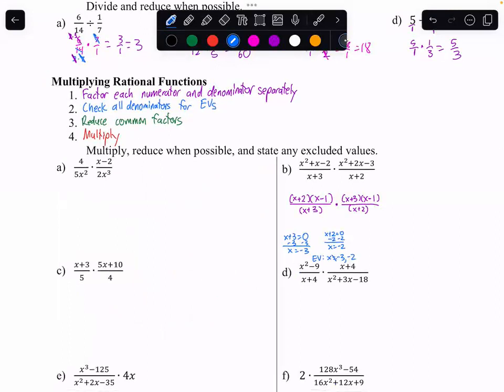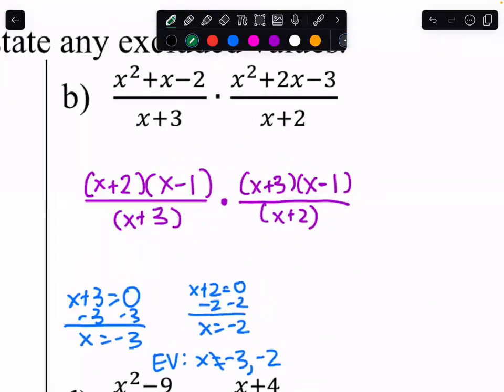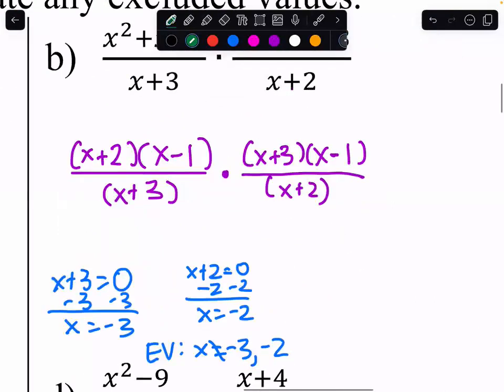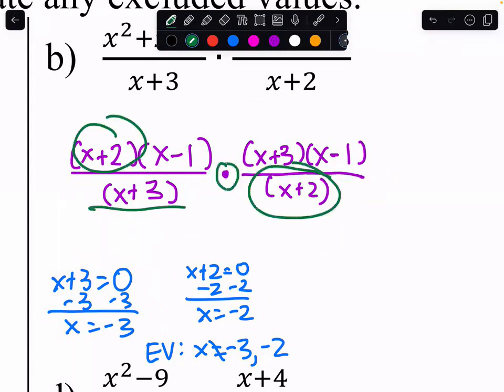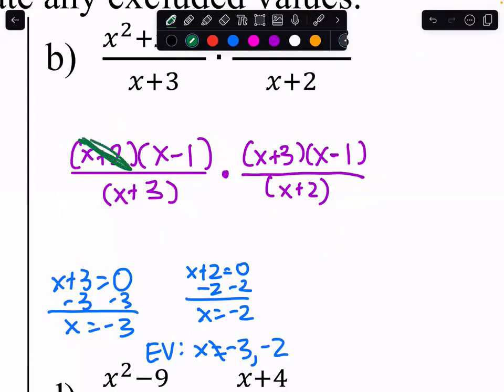Moving on to step 3, reduce any common factors. Because it's in factored form, we know each of these parentheses multiplies all other parentheses. So this x plus 2 is a factor multiplying the rest of the numerator, and this x plus 2 multiplies the rest of the denominator. We do have matching x plus 2 factors, so we are allowed to reduce those away.